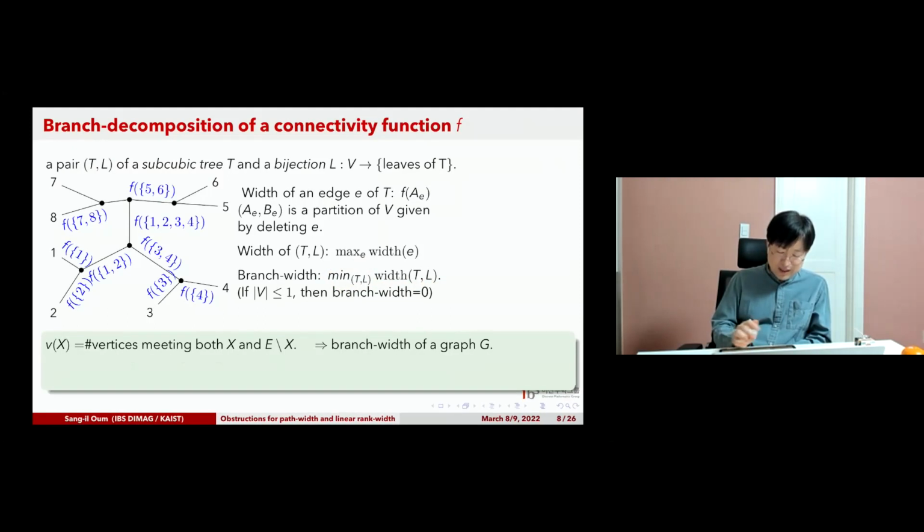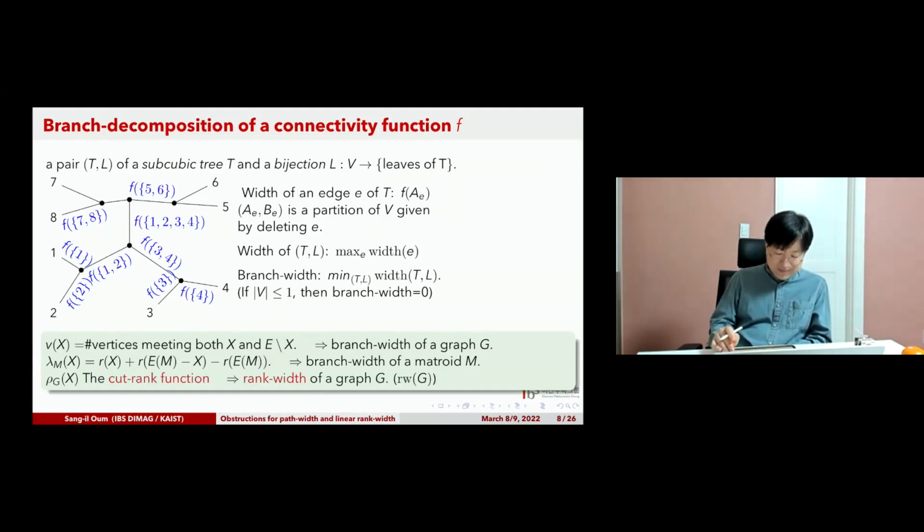If you use the standard connectivity function for graphs, counting vertices for the partition of the edge set, then you get the definition of the branch width of a graph. If you use the matroid connectivity function, then you get the definition of the branch width of a matroid. Sometimes people add 1, so depending on the reference, I might have to add 1. And if you use the cut rank function, then this is the definition of the rank width of a graph.